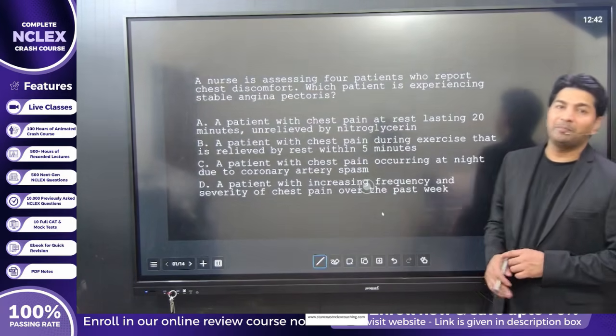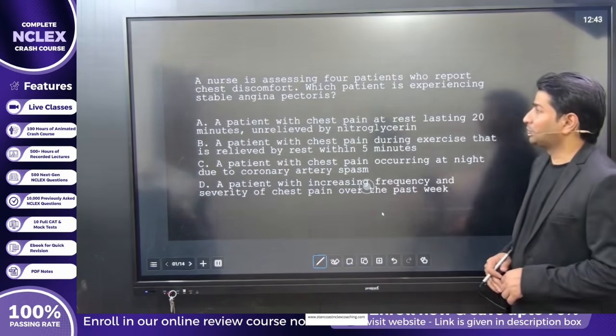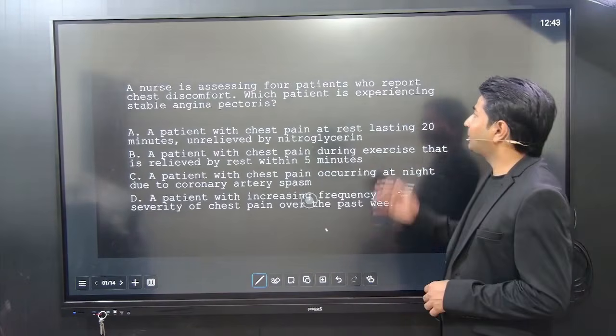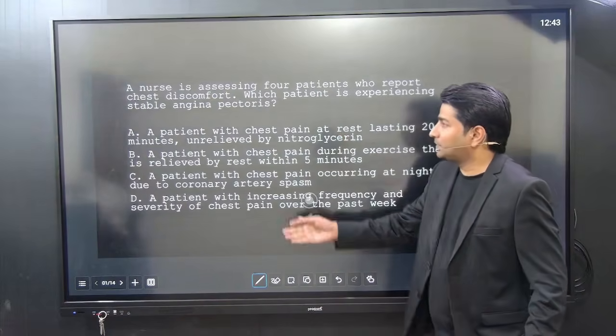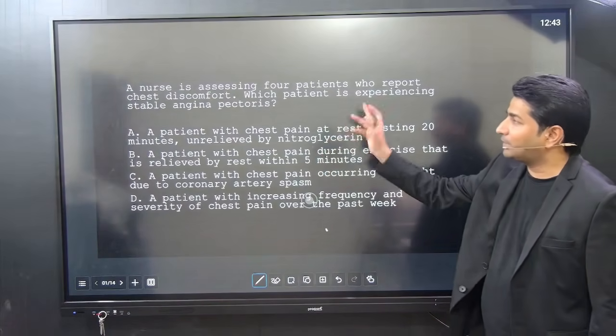We'll study it today. Angina pectoris is a favorite exam topic, so let's start. With the first question, a nurse is assessing 4 clients who report chest discomfort. Which patient is experiencing stable angina pectoris? This means we must choose the patient with the stable type of angina pectoris.